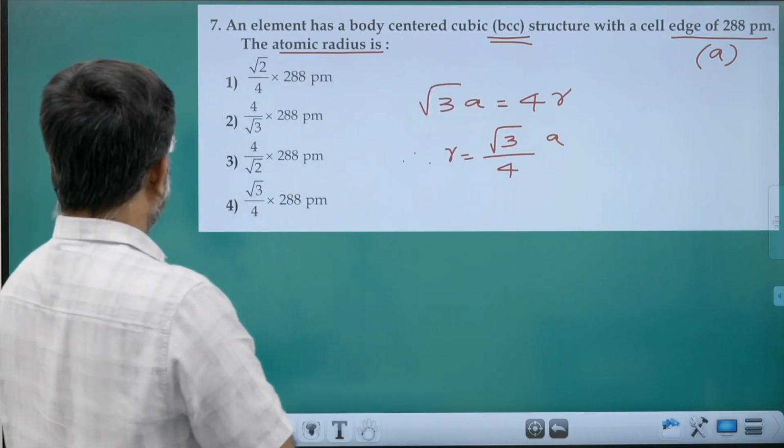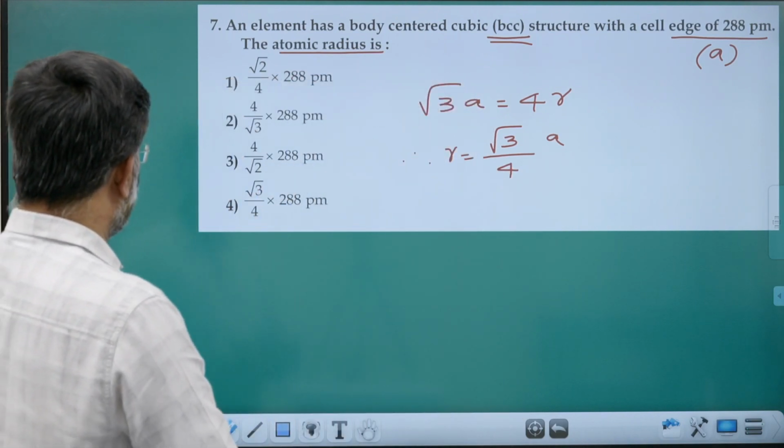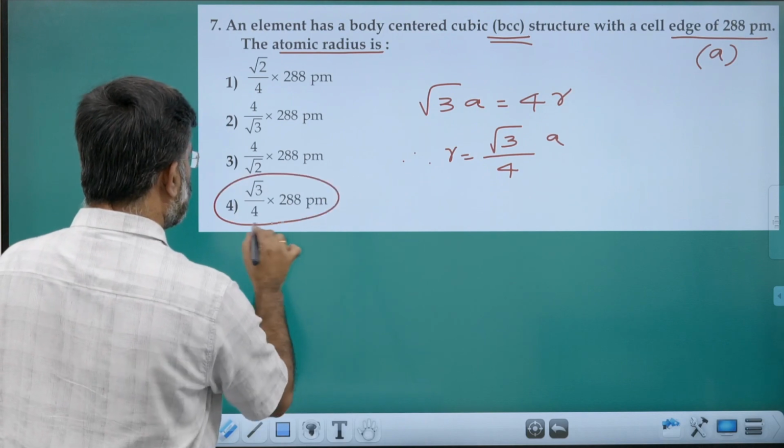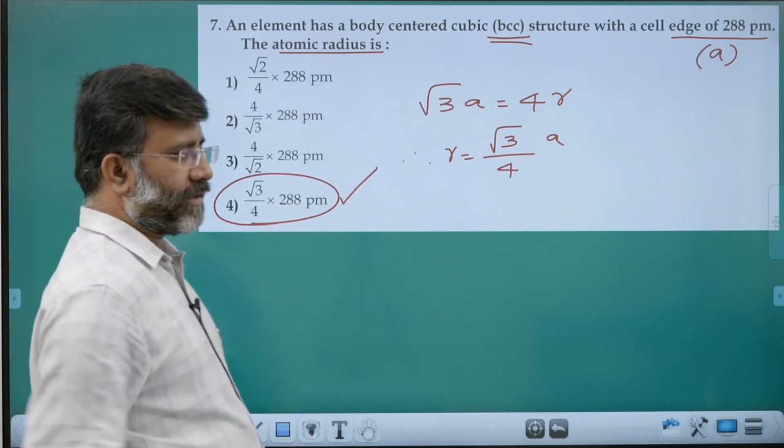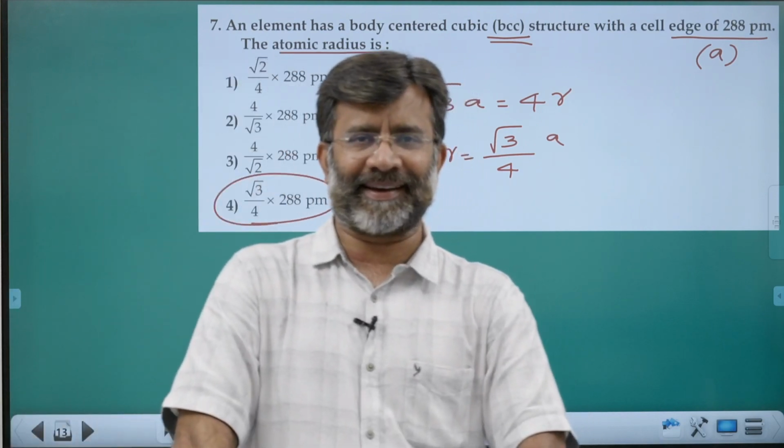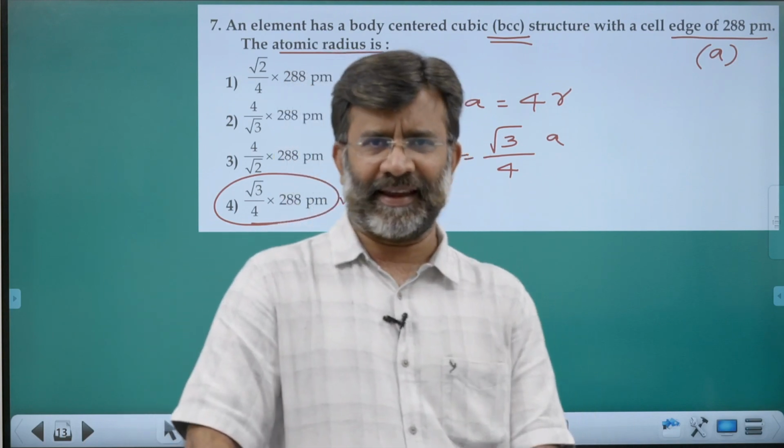Root 3A by 4. Option 4 is the correct answer. Direct question. Next.